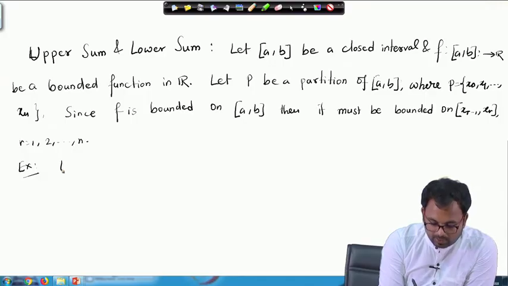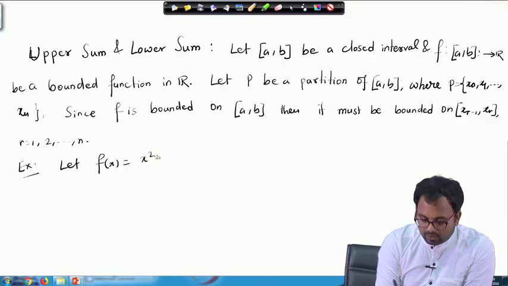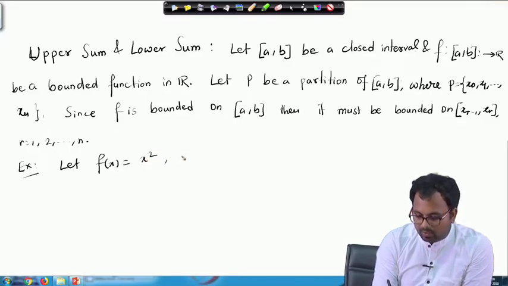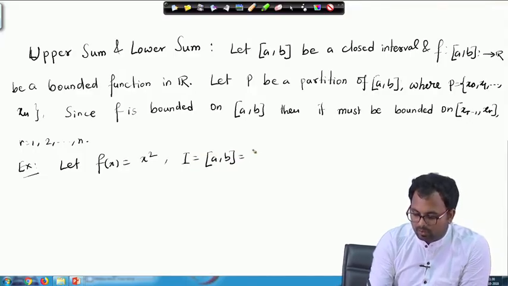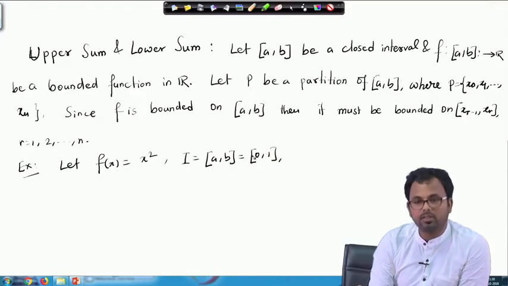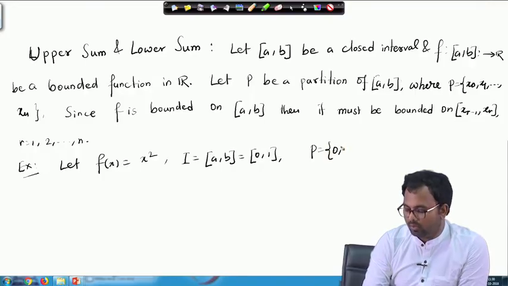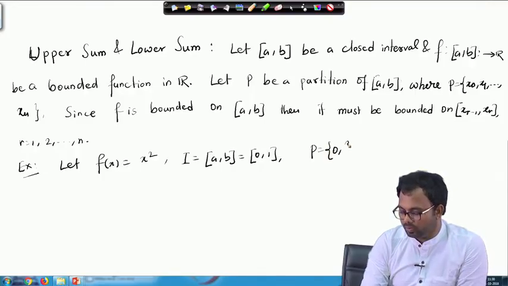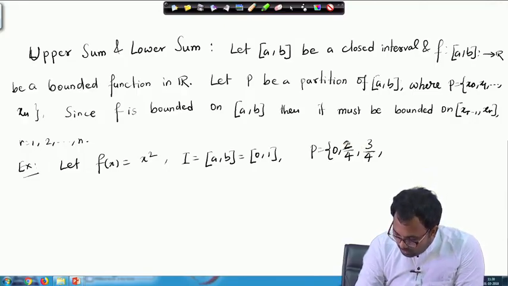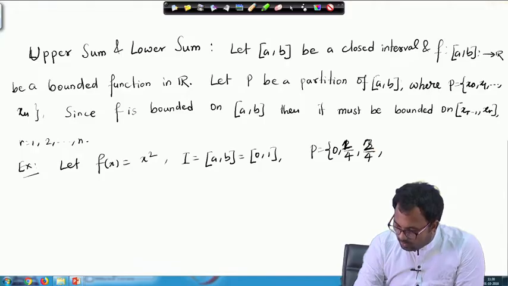let us say we have f(x) equals x squared, and our closed interval [a, b] equals [0, 1]. So, where a is 0 and b is 1, then the partition P we can consider as 0, 1 by 4, then 2 by 4, then 3 by 4, and then 1. We divide it into 4 intervals.